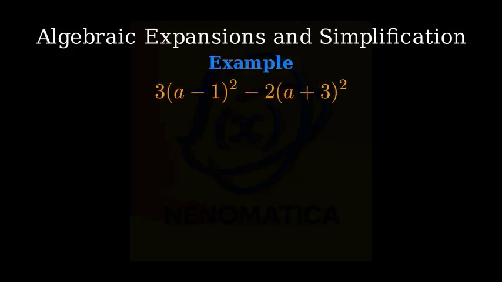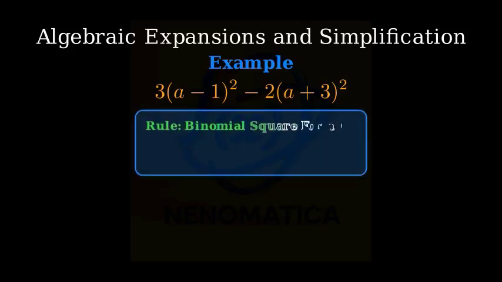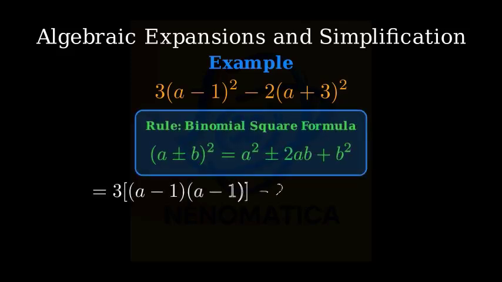We need to expand and simplify the expression 3 times the quantity a minus 1 squared minus 2 times the quantity a plus 3 squared. Our first step is to expand each of the squared binomials using the formula for the square of a binomial. The square of a binomial a plus b is equal to a squared plus 2ab plus b squared. Similarly, the square of a binomial a minus b is equal to a squared minus 2ab plus b squared.